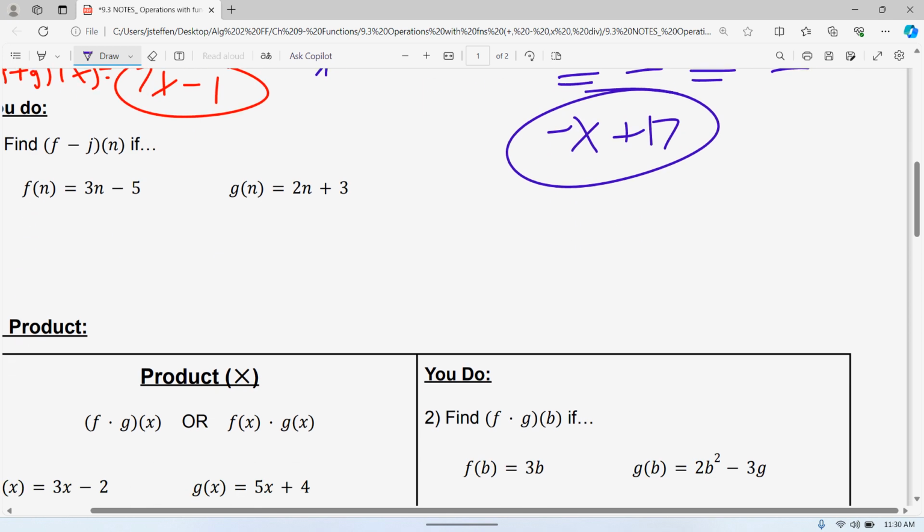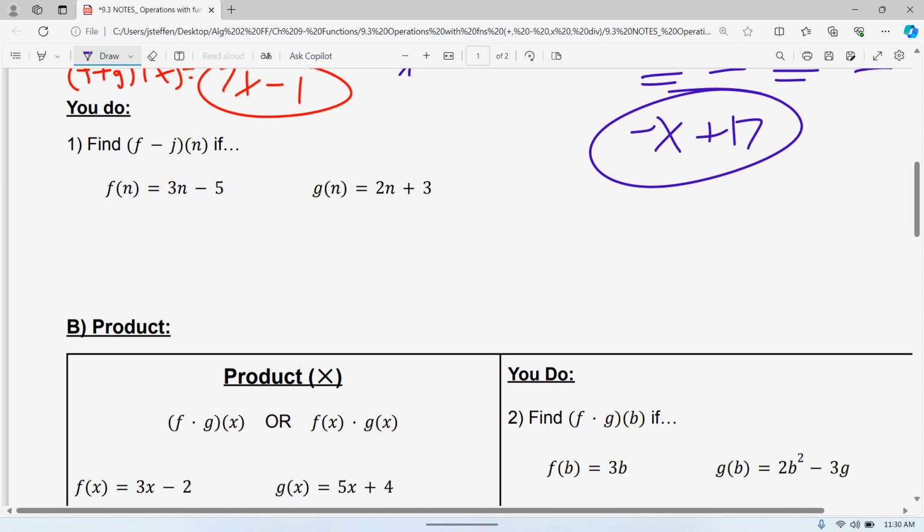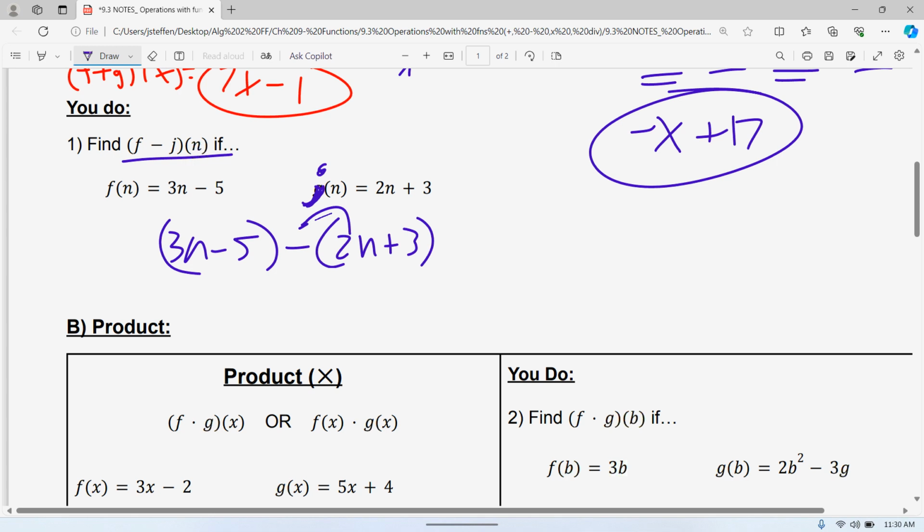So we only have about 2 minutes. Actually, I'll just do this one for you since we only have a couple minutes. But again, same thing. It's subtraction. Again, this one should be J. Sorry that I messed that up. Put those together. We just subtract those. So 3n minus 5 minus (2n plus 3). So we have 3n minus 5 minus 2n minus 3. And negative 5 minus 3 is negative 8. That's your answer.